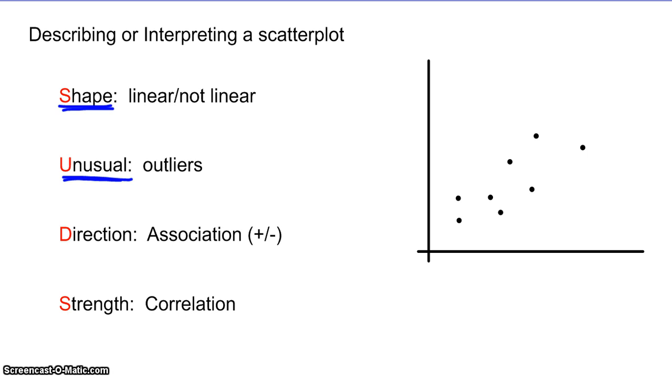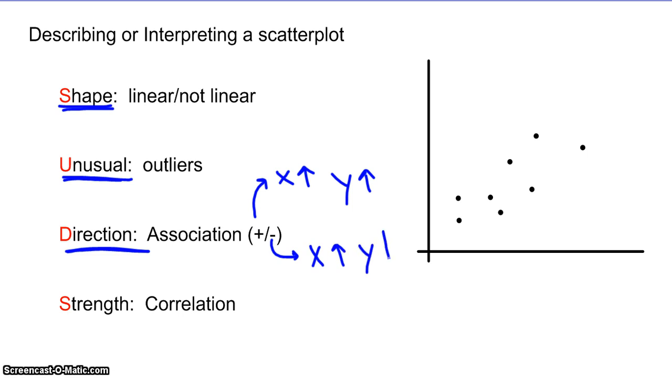Direction, we talk about association. Association is going to be positive or negative. Positive is just like slope: as x increases, my y's are also increasing. Negative, as my x's increase, my y's get smaller. And we'll see that.